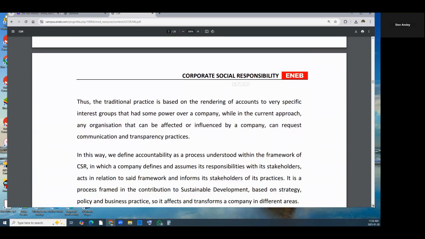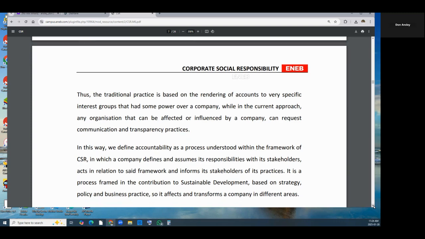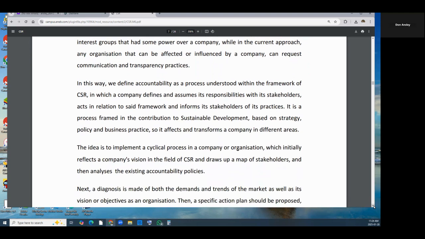Thus, the traditional practice is based on the rendering of accounts to very specific interest groups that have some power over the company, while in the current approach, any organization, no matter how small, can be affected and influenced by the company, or even if they're not affected by the company, can request communication and transparency practices. In this way, we define accountability as a process understood within the framework of the CSR, in which a company defines and assumes its responsibilities with the stakeholders, acts in relation to said frameworks, and informs its stakeholders of its practices. It is a process framed in the contribution to sustainable development based on strategies, policies, and business practices, so that it affects and transforms the company in different areas.